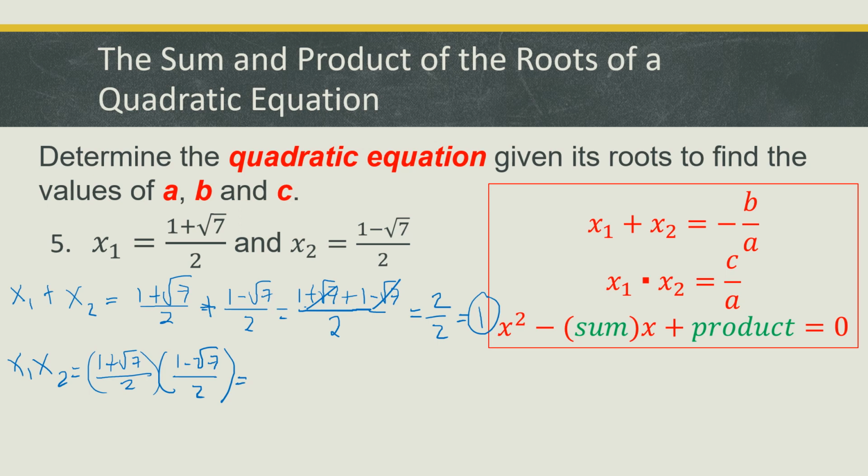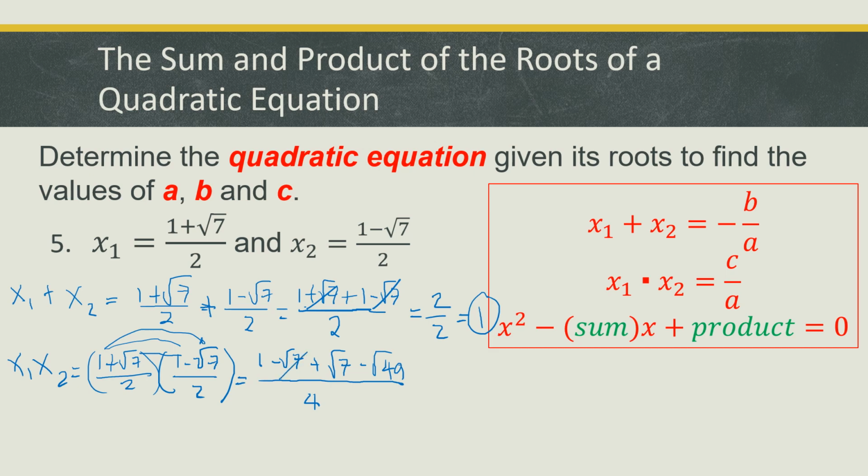That we will have 1 times 1 is 1. 1 times negative square root of 7 is negative square root of 7. Square root of 7 times 1 is square root of 7. And positive square root of 7 times negative square root of 7 is negative square root of 49. All over, multiply the denominators, 2 times 2 is 4.